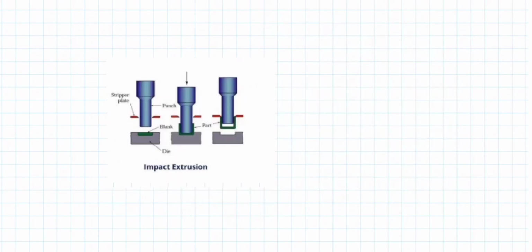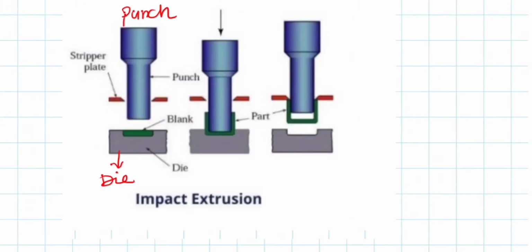Okay, next the third type of extrusion process is the impact extrusion. Just like the indirect extrusion, here also the direction of the movement of the product and the applied force is opposite, but the nature of its working is a bit different. Here we will make use of a punch. This is the punch of the desired shape, and a die of the desired shape. The material which is to be deformed is placed on the die surface, and there is some clearance between the punch and the die.